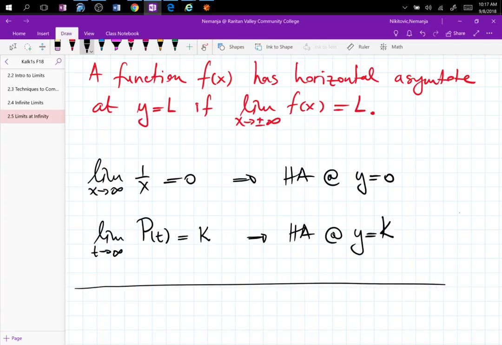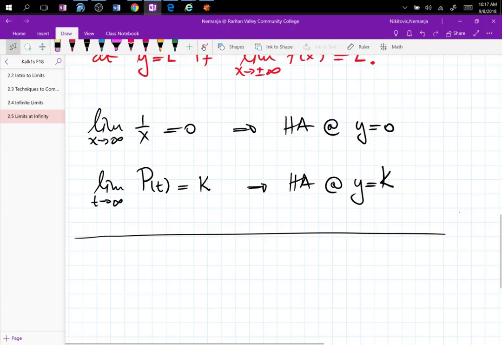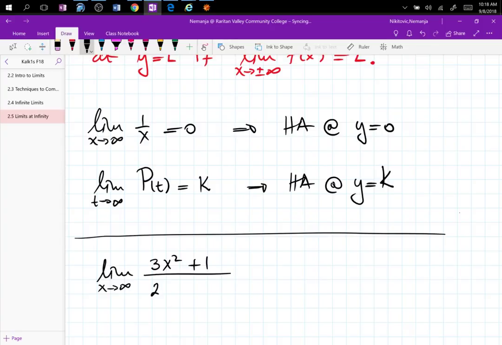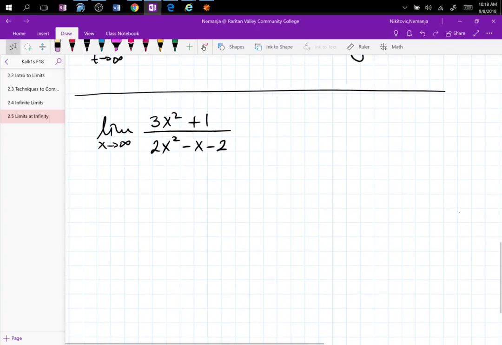Now let's take a look at some examples from homework. Say you have a limit, x goes to infinity, of 3x squared plus 1 divided by 2x squared minus x minus 2. I put whatever.